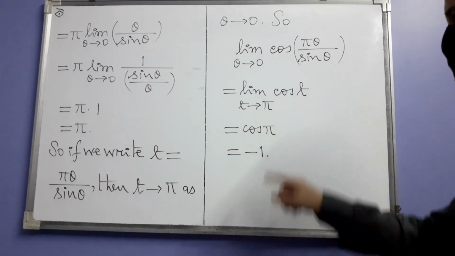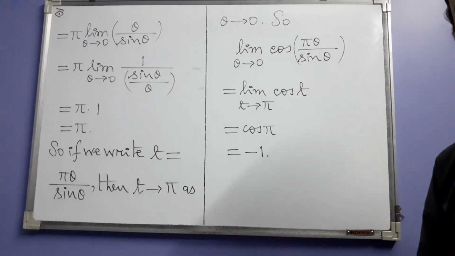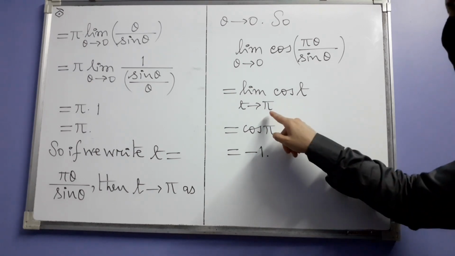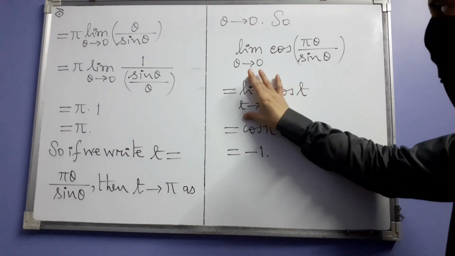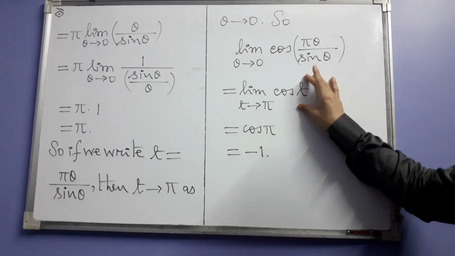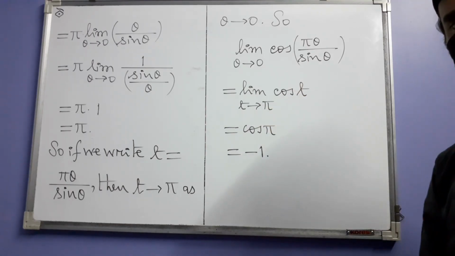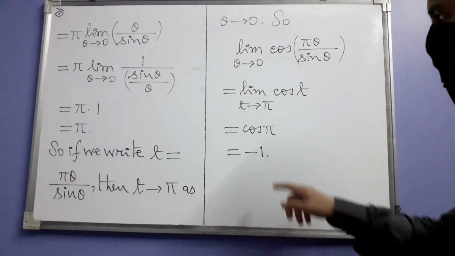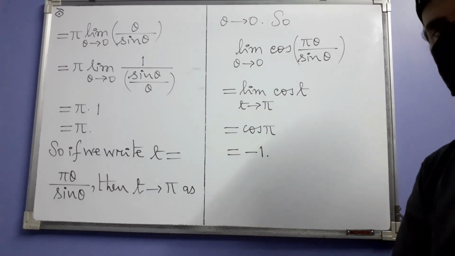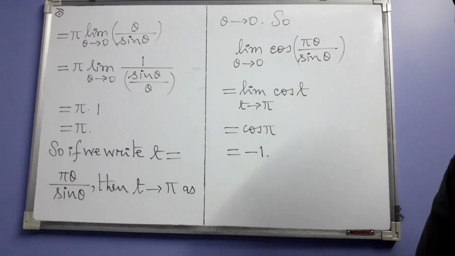Why? Because cosine function is continuous at every real number actually. So in particular at pi also. That is why the limit of cos t as t approaches pi is equal to cos pi, because that is what continuity is, and cos pi is minus 1. So that's how finally the answer is minus 1.